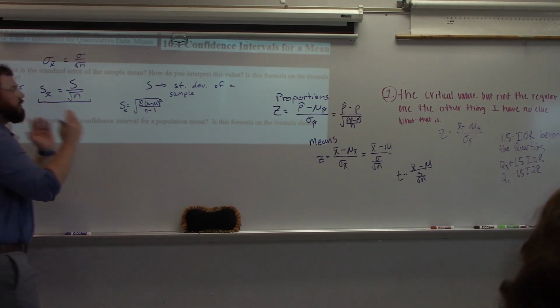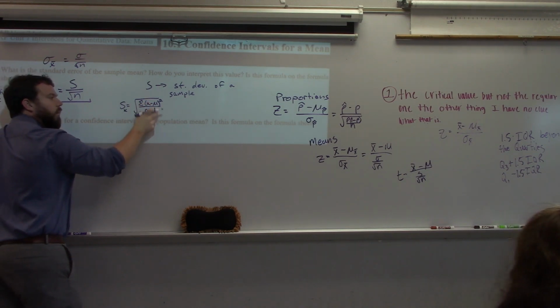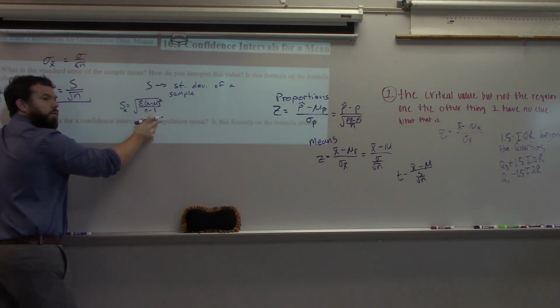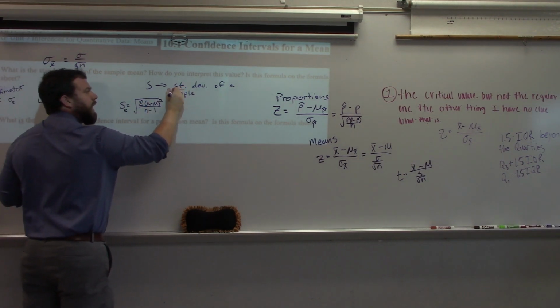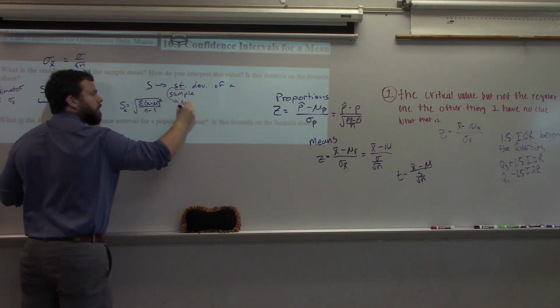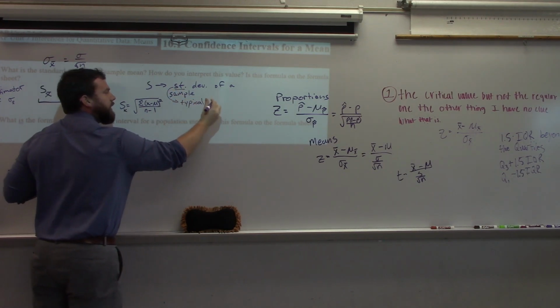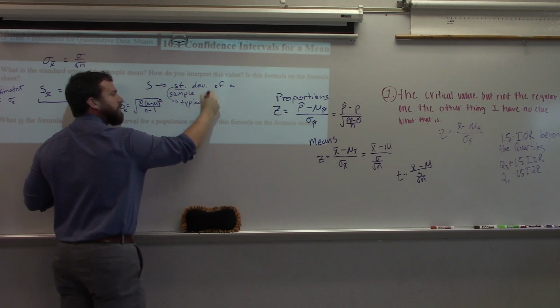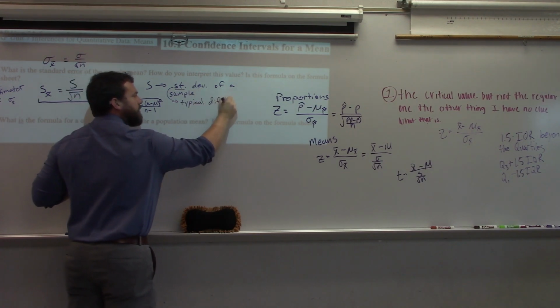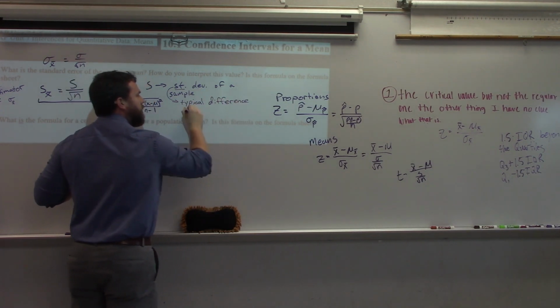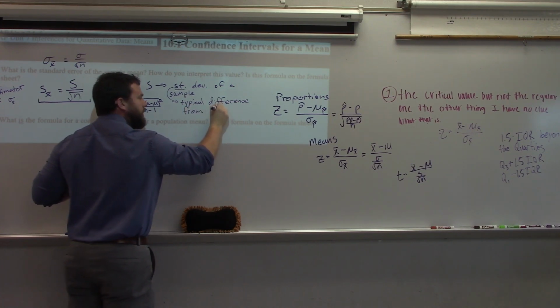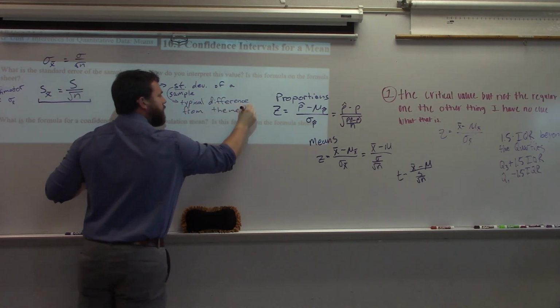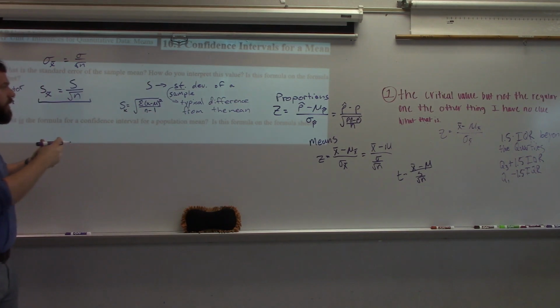But what is this doing, right? Why are we dividing by n minus 1? When we say standard, that means typical or average. So a typical deviation means a typical difference from what? The mean. Guys, you cannot forget what these things mean. When I say standard deviation, it's a typical difference from the mean.